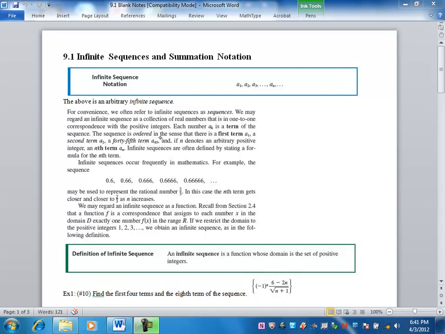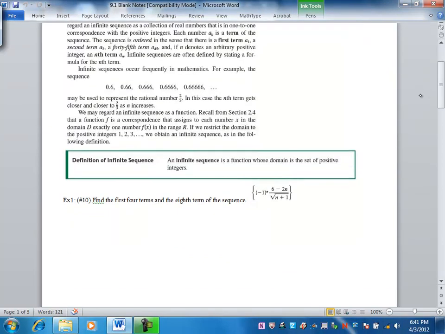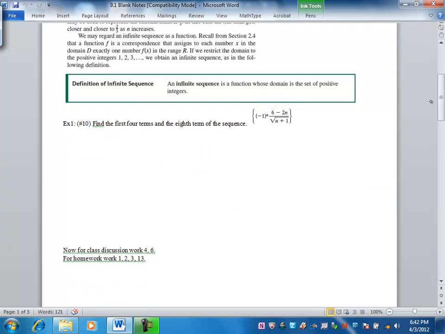The sequence is ordered in the sense that there's a first term, a sub 1, a second term, a 45th term, a 46th term, and an nth term somewhere along the line. Sequences do not necessarily have to have any pattern to them. They can just be a set of numbers, but sometimes there will be a defining pattern and characteristic, and we're going to look at some of those as we go along here in this section.